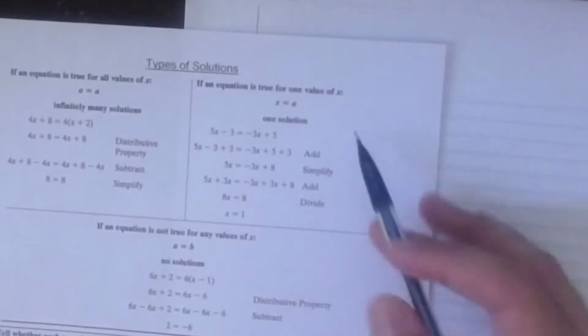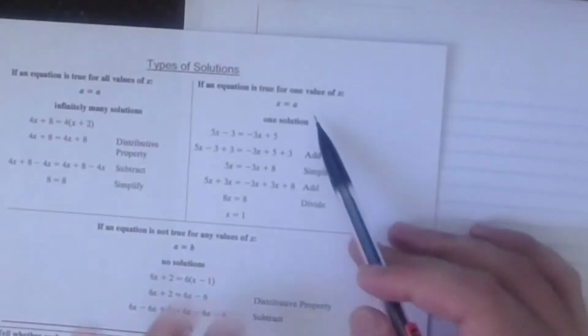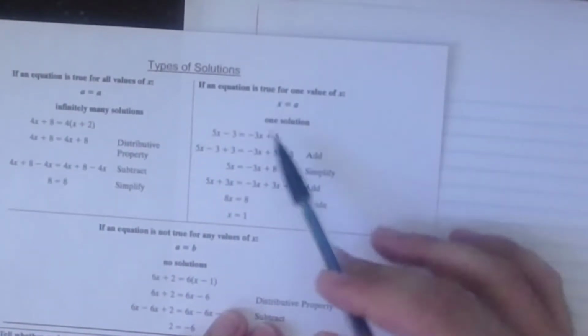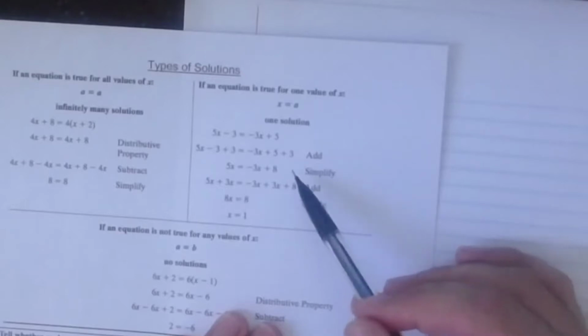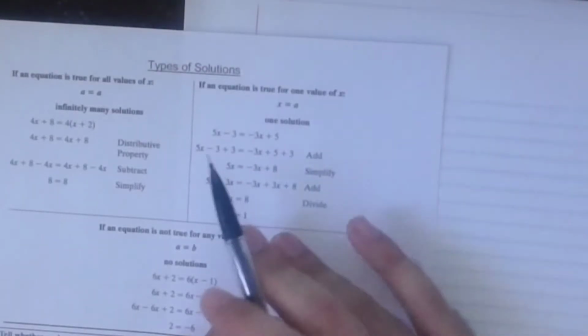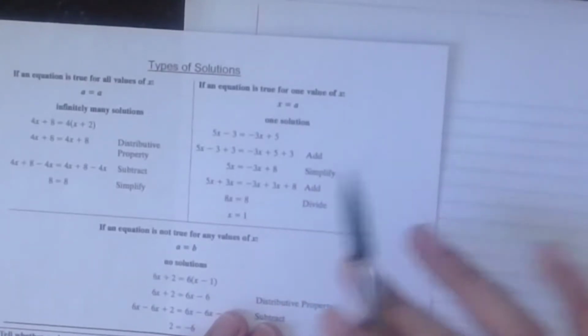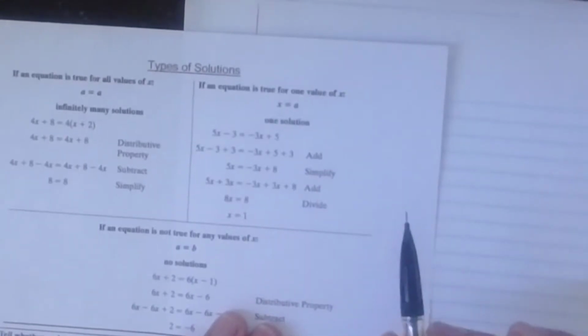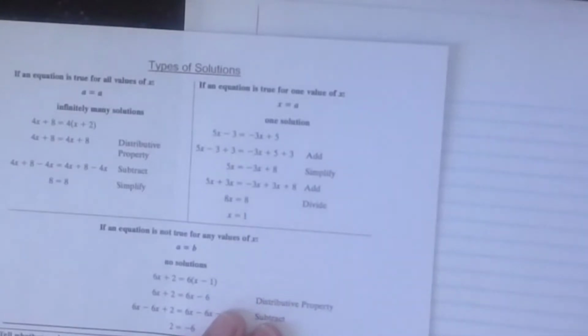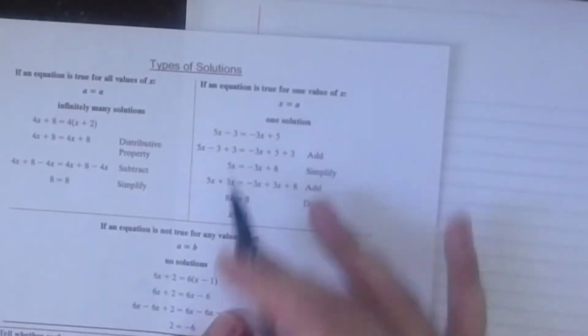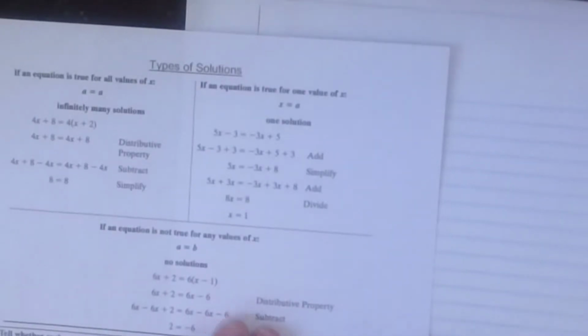And then we have this. Whenever we do some algebra and we figure out that the variable is equal to one specific value, then that means that we have one solution, of course, because it's only equal to that one value, and only that one value will make this equation true.